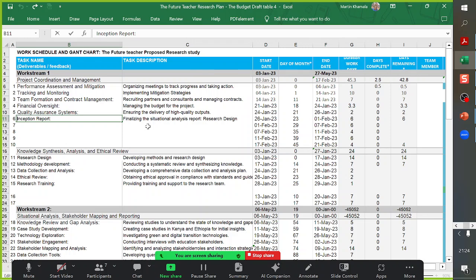So when you say it's finalizing the situational analysis report, a situational analysis report for me is a major output of a work stream. It cannot be something that you give in inception. Inception reporting takes like one or even two weeks, depending on the scale of the project. Yeah, it could be one month, but usually it doesn't take even that because it's just the same proposal.